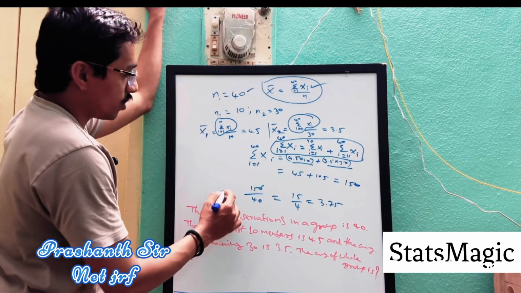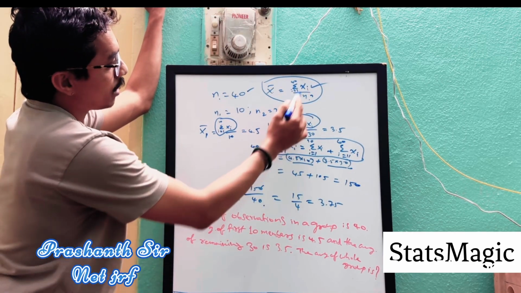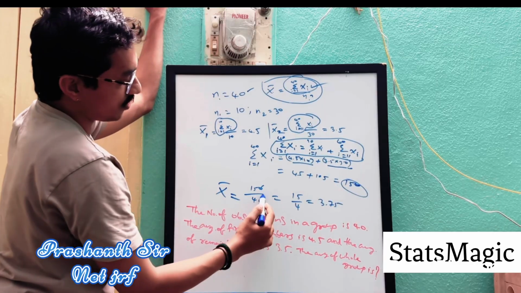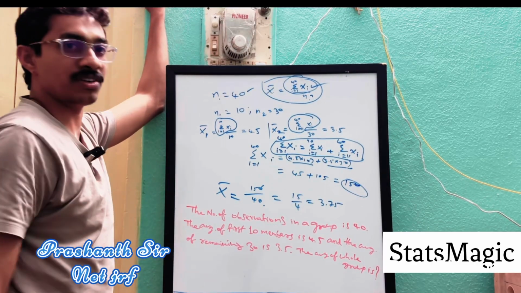So I got 150. So what is the average now? X bar equal to this formula. N equal to 40, and the summation we got here is 150. So 150 by 40, that is 15 by 4. It will come to 3.75.